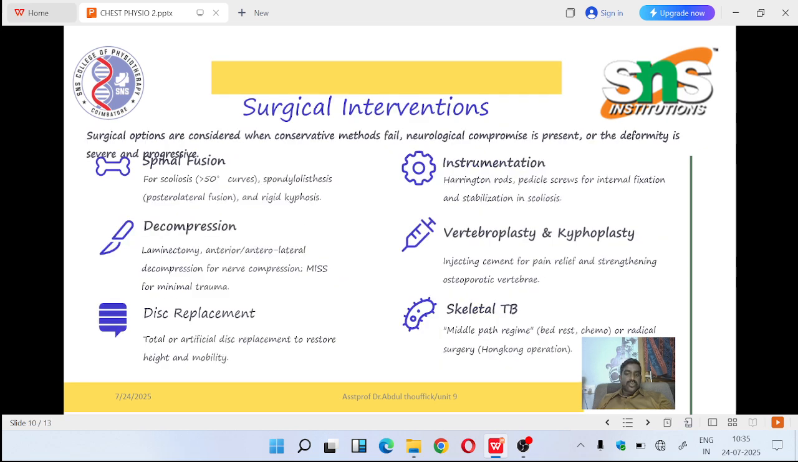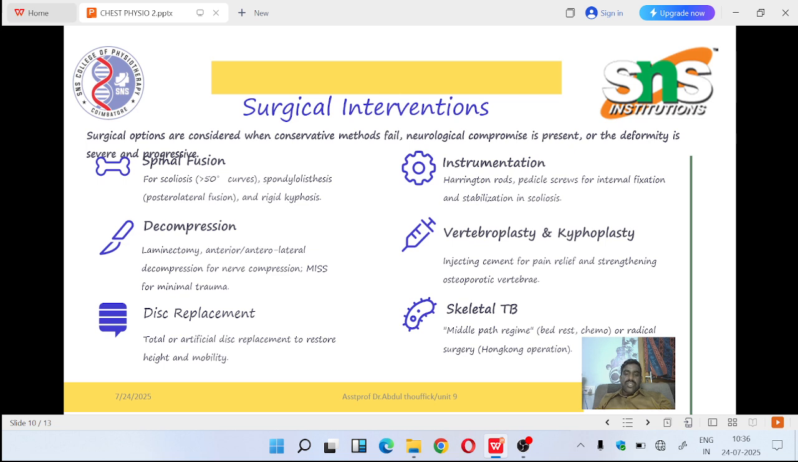What are the surgical interventions? Surgical interventions are needed when conservative treatment fails and the deformity gets severe. The surgical treatments include spinal fusion, instrumentation, decompression, vertebroplasty, kyphoplasty, disc replacement, and radical disc surgery.